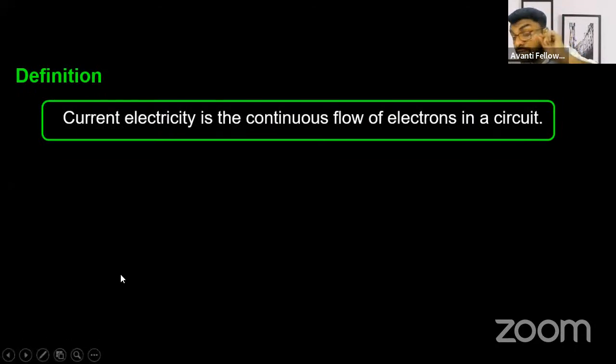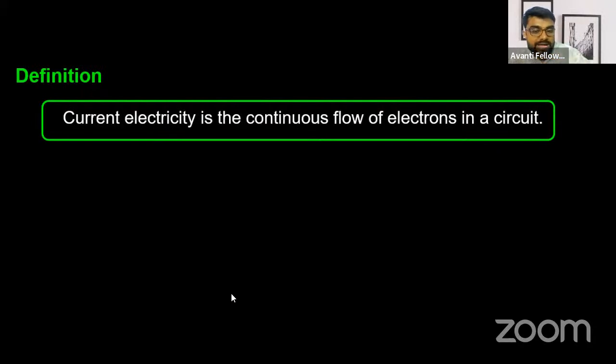It's a fresh starting of the chapter. Don't miss it. It has nothing to do with the previous chapter. There is nothing in connection with the previous chapters. So be very much attentive in this class. This is the start of this class. Write this: current electricity is a continuous flow of electrons in the circuit.